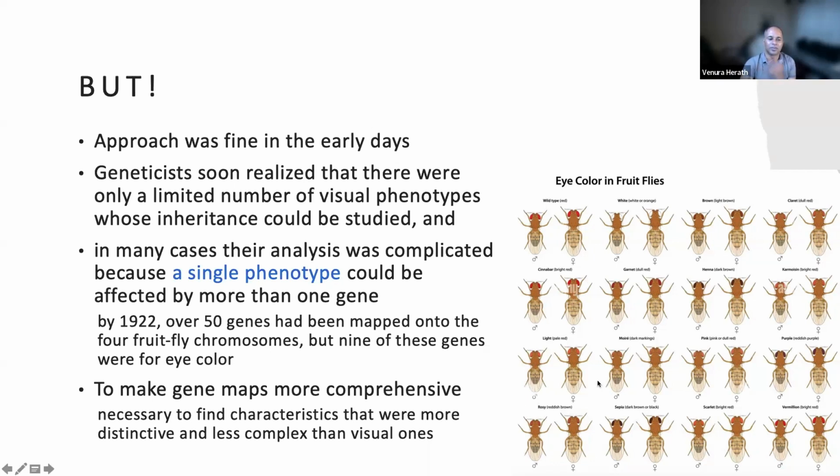Okay, so if you want to make maps more comprehensive, you have to find characters that are very distinctive and less complex than the visual characters. Okay, so can you guys think of an approach? You understood the issue, right? The issue is that not everything that appears is related to a character.